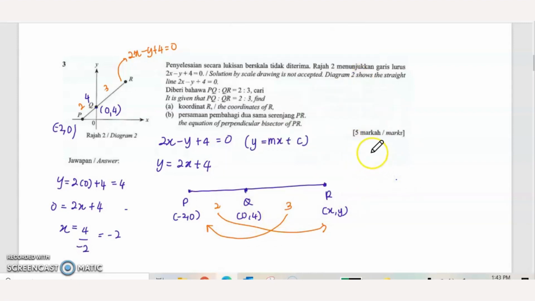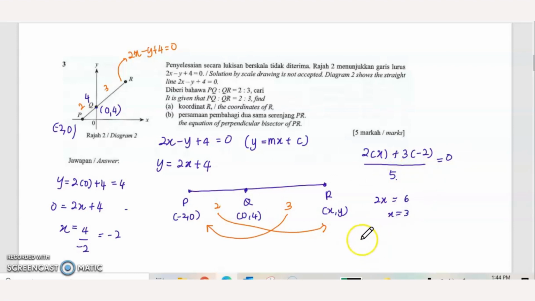Okay, so untuk point x, 2 times the x coordinate of R, plus 3 times negative 2, and then divide by m plus n, 2 plus 3 which is 5, and then we equate with 0, the point that divides the line segment in the ratio. So here we get 2x − 6 = 0, so x equal to 3.